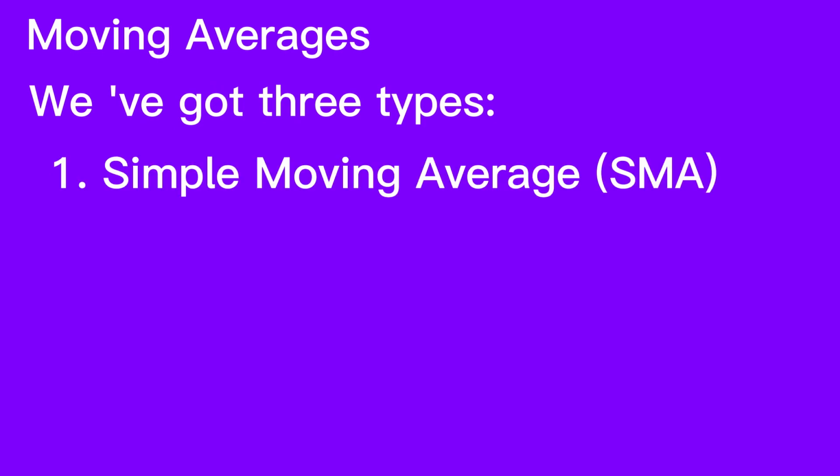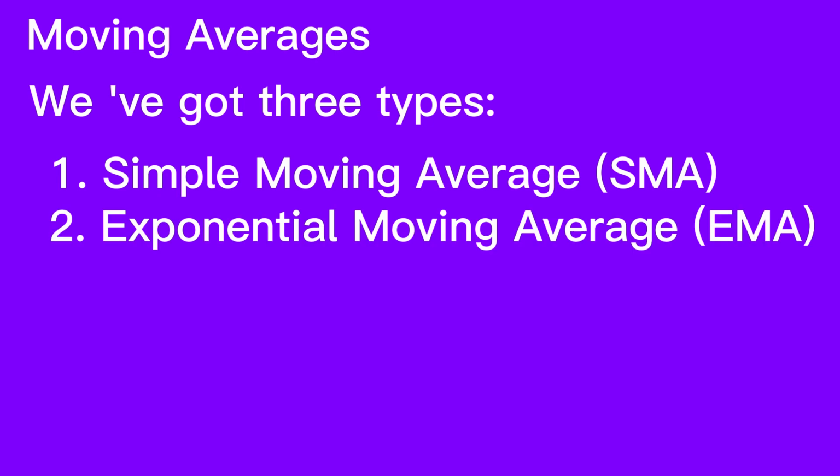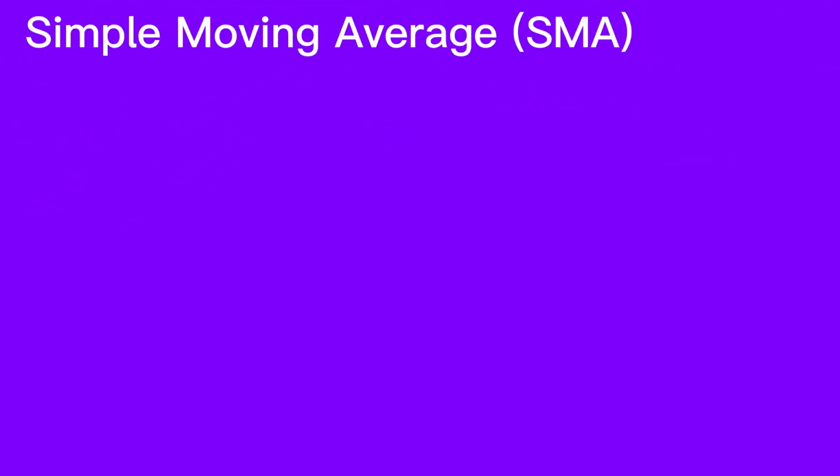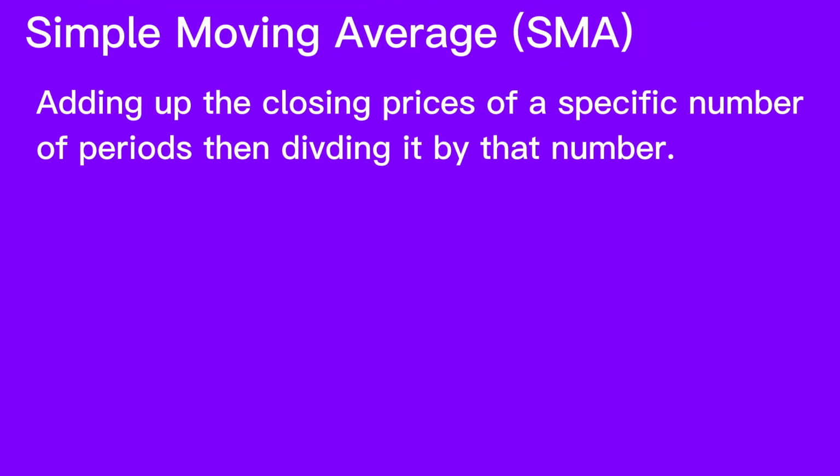1. Simple moving averages, or SMA. 2. Exponential moving averages, also called EMA, and 3. weighted moving averages, or WMA. Let's begin with the simplest one. The simple moving average. The SMA is calculated by adding up the closing prices of a specific number of periods and then dividing it by that number. It's called simple because each period carries equal weight.